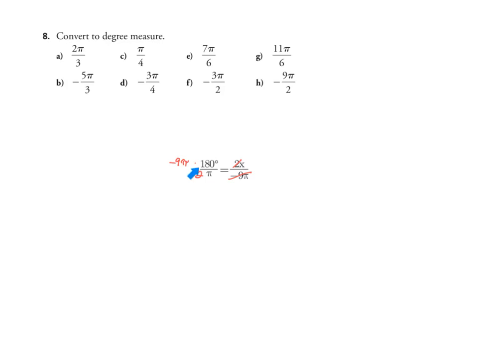And probably the simplest thing is just to go negative 9 times pi times 180 divided by 2 divided by pi and see what you get for x. Personally, I don't mind reducing this, so this 2 is gone. This becomes a 90 degrees. That pi crosses out with that pi. 90 times negative 9 is negative 810 degrees, and that is the number of degrees.